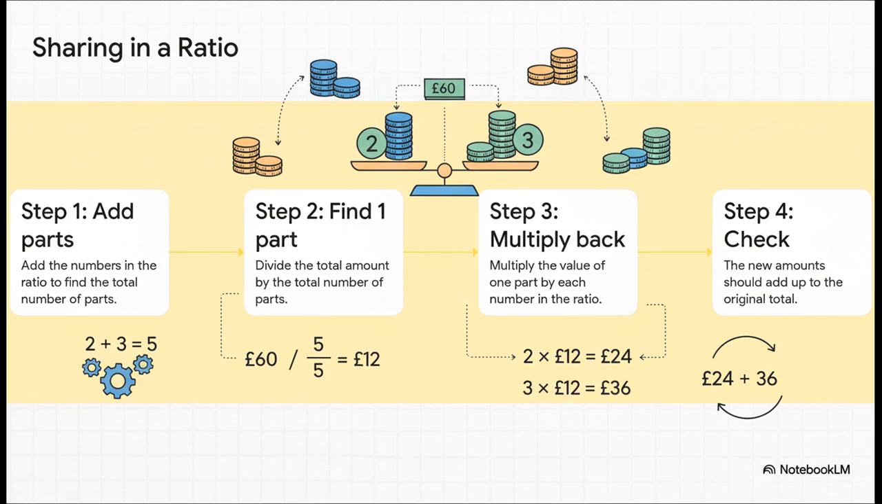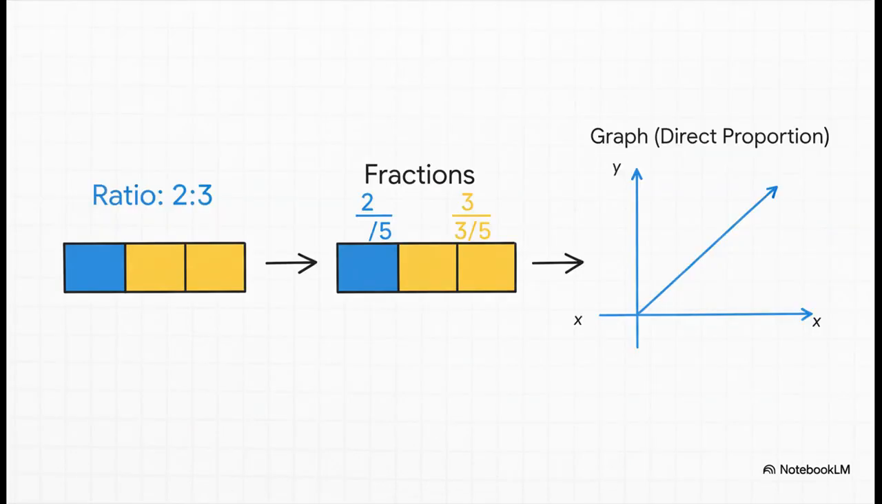And you should always do a final check. Does 24 plus 36 get you back to the original 60? Yes, it does. Boom, done. And here's where it all starts to connect. That 2:3 ratio also means one person gets 2/5 of the money and the other gets 3/5. See? Ratios are just fractions in disguise. This relationship is what we call direct proportion, and if you were to plot it on a graph, you'd get a perfect straight line going right through the origin.